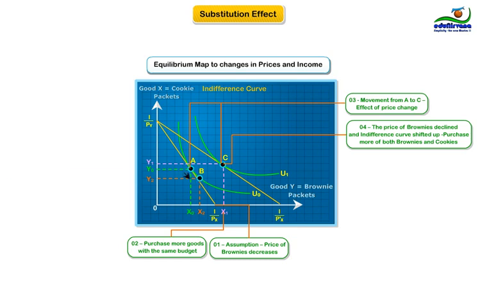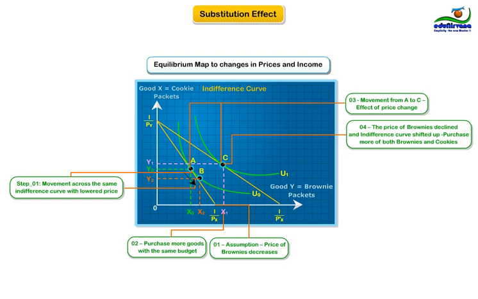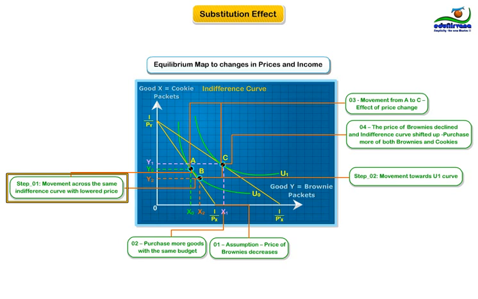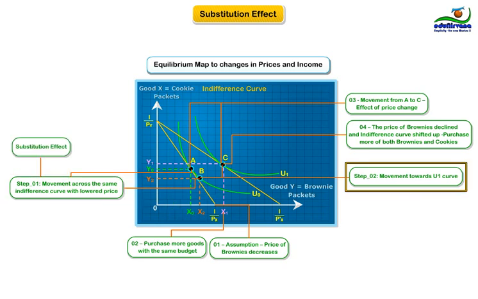To appreciate this, it makes sense to break this jump into two steps: movement from step A to step B, which involves movement across the same indifference curve with a lowered price, and step B to step C, movement towards the new U1 curve. The first step is called the substitution effect, and the second step is called the income effect.